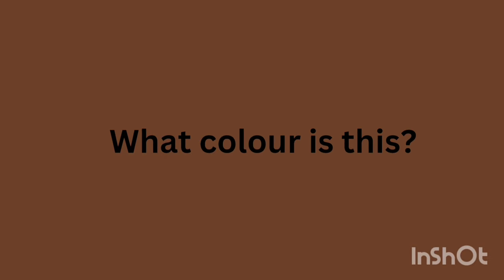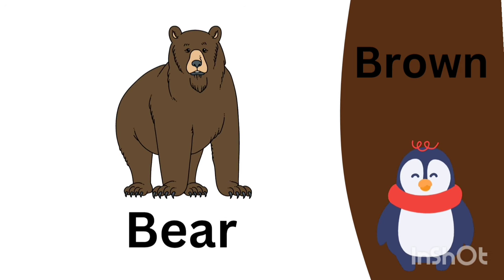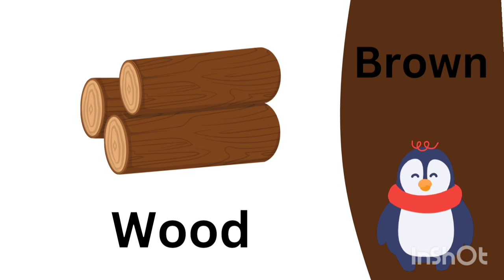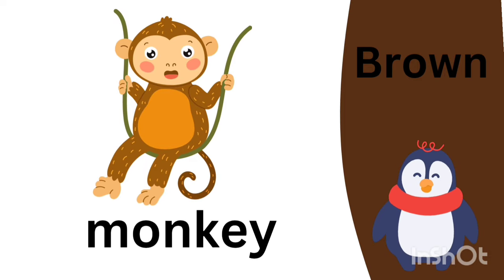What color is this? This is the color brown. It spells B-R-O-W-N. Brown. Chocolate is brown. Bear is brown. Horse is brown. Wood is brown. Monkey is brown.